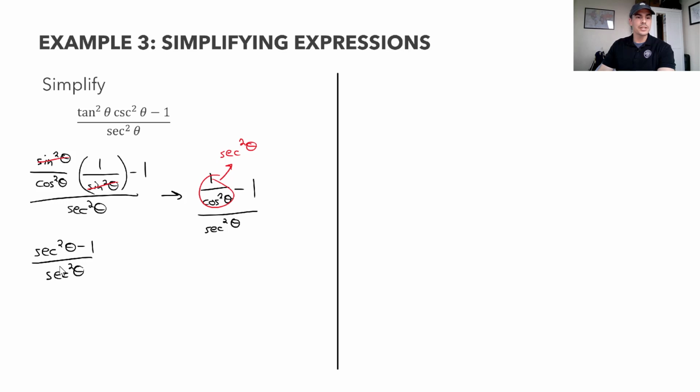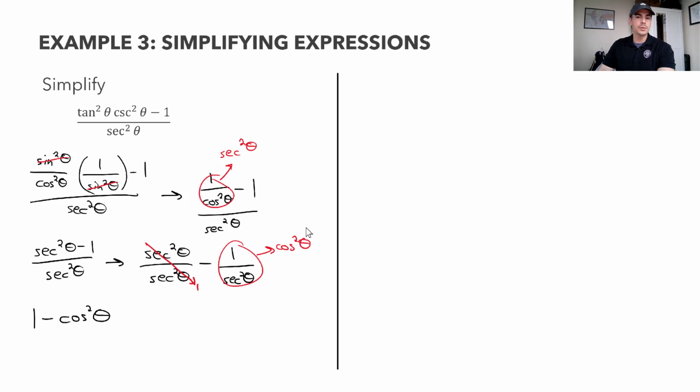Now I'm going to take this fraction and break it up into two. I'm going to expand this into two separate fractions. So I'm going to have secant squared over secant squared minus 1 over secant squared. So you can see if we can put this back together and we get this original fraction now. So my first term is just 1, and my second term is cosine squared. So I got 1 minus cosine squared at this point.